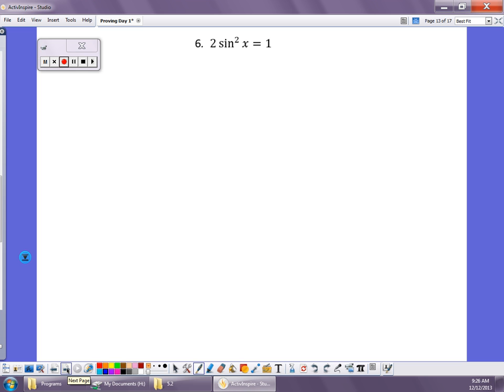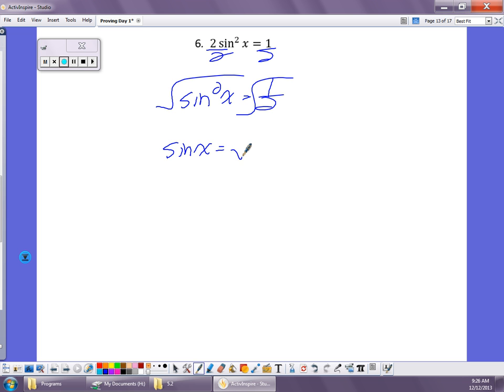Number 6. Okay, so we want to isolate sine squared, so I'm going to divide by 2. So you get sine squared x equals 1/2. What would I do next? Square root. So you get sine x equals the square root of 1 over 2, plus or minus. Anytime you take a square root, it's plus or minus.